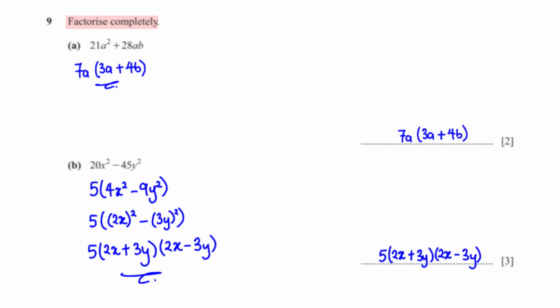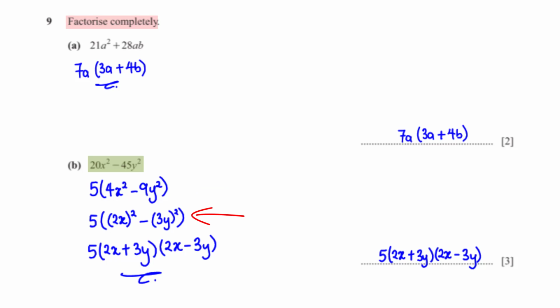Factorize completely 20x squared minus 45y squared. So in this case, the common factor is 5, and when we factor that out, we are left with 4x squared minus 9y squared. We can identify 4x squared minus 9y squared as a difference of 2 squares, and so we can rewrite that in the next step as 2x all squared minus 3y all squared.